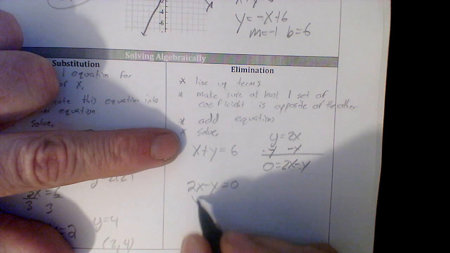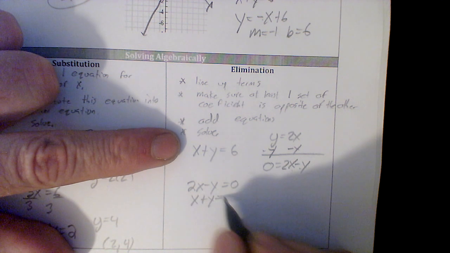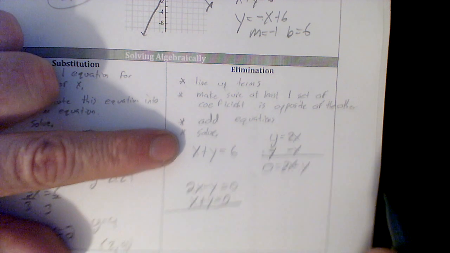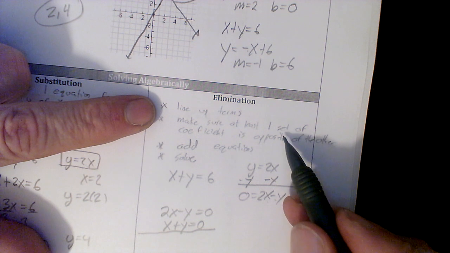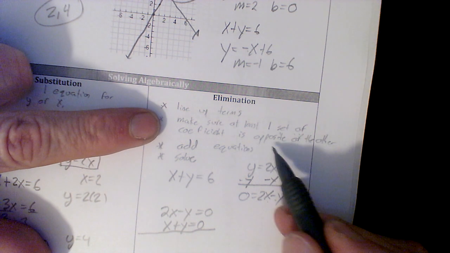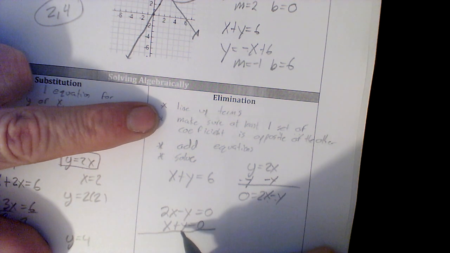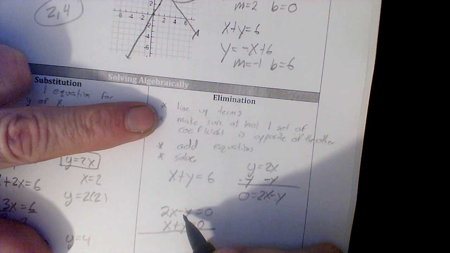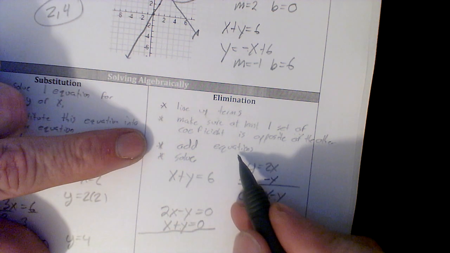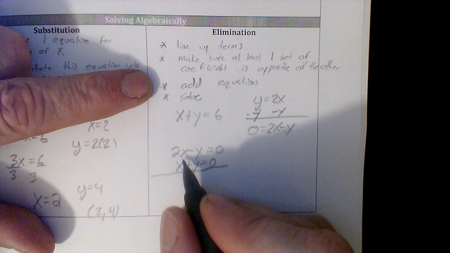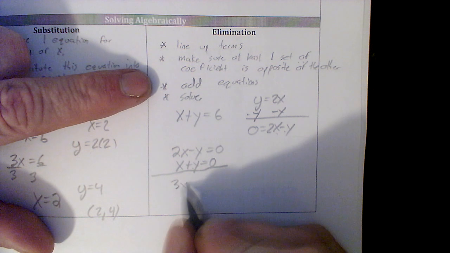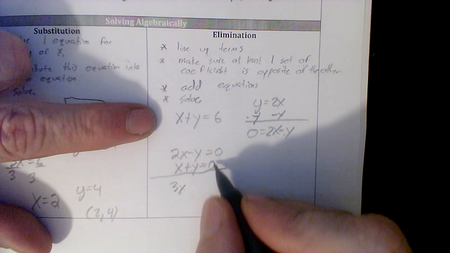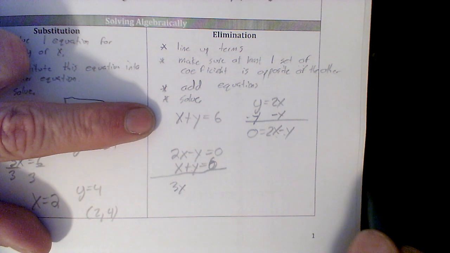And then I'm going to line this up. X plus y equals 6. I'm going to show you what we did. We made sure that at least one set of coefficients is the opposite of the other. Right? This coefficient of 1 is the opposite of negative 1. So when I add these together, my y's go away. Look, 2x and x are 3x. Ooh, I should have put a 6 on one of these. It's this guy. That's 6 right there.